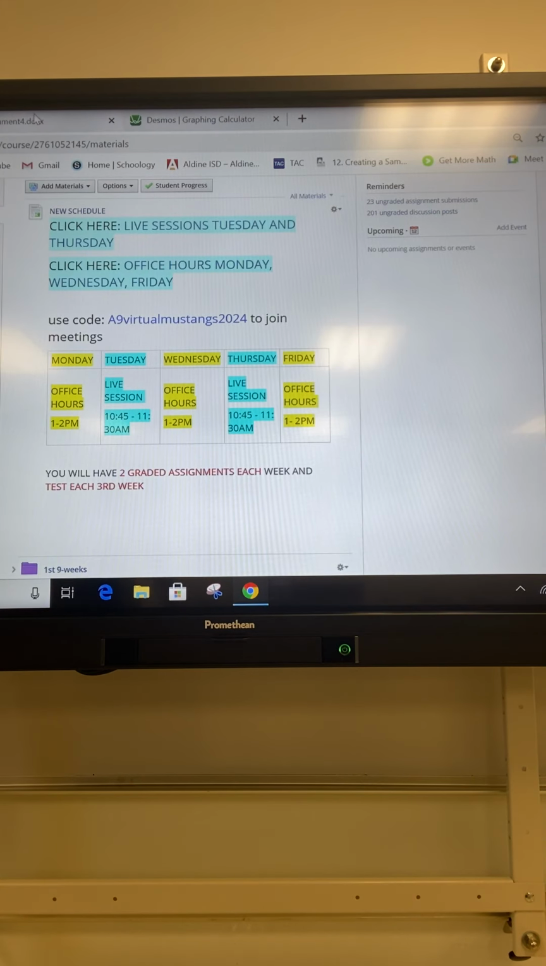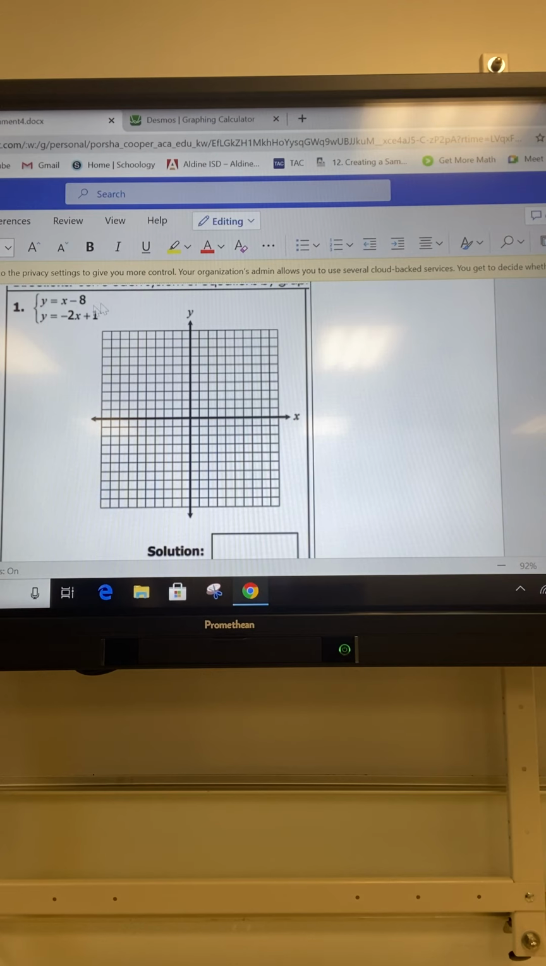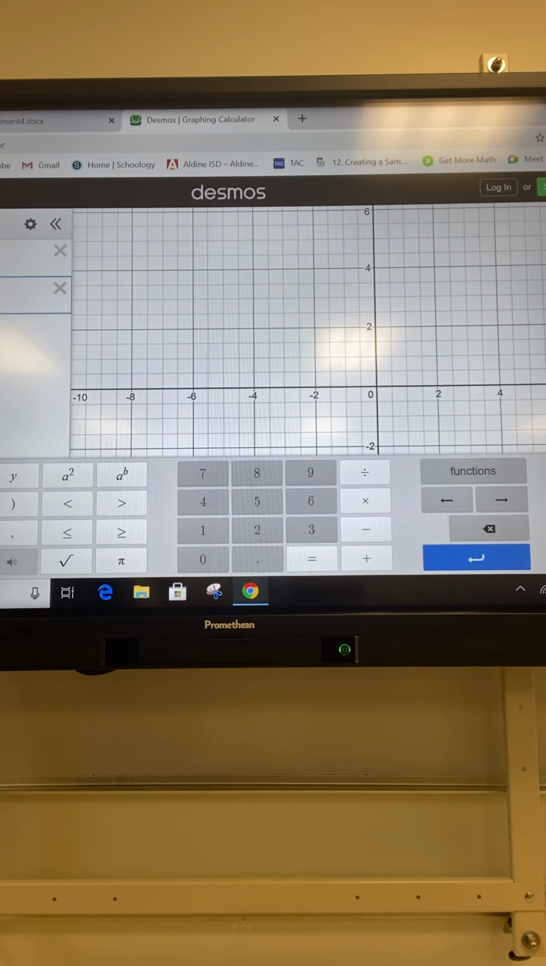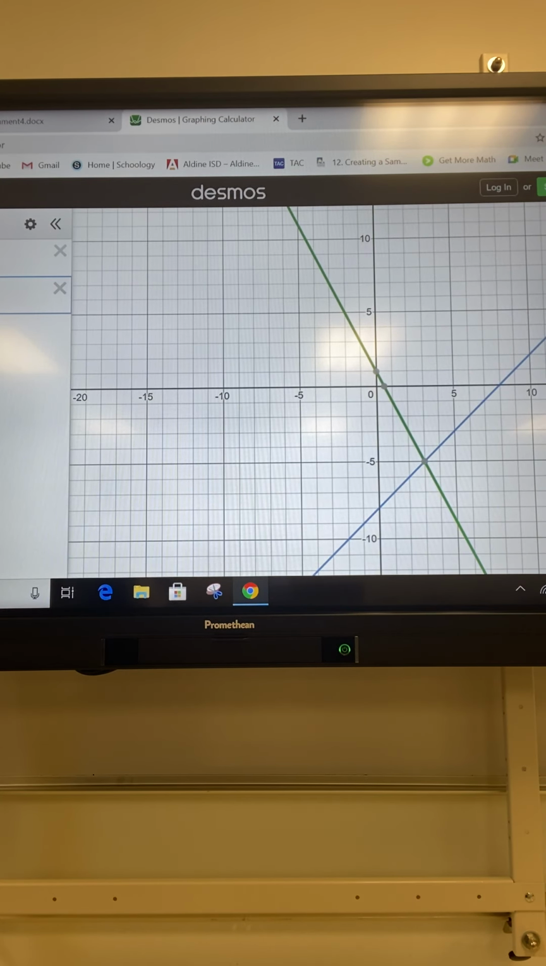All right, so our equation was x minus 8. All right, so we're gonna get y equals x minus 8, and you can see that it's graphing that for us over here. And then our second equation is negative 2x plus 1. All right, and so we can see here that Desmos is graphing that for us. I'm just going to zoom out, and zoom in a little bit.